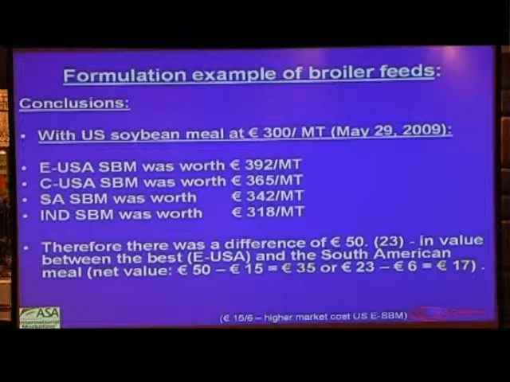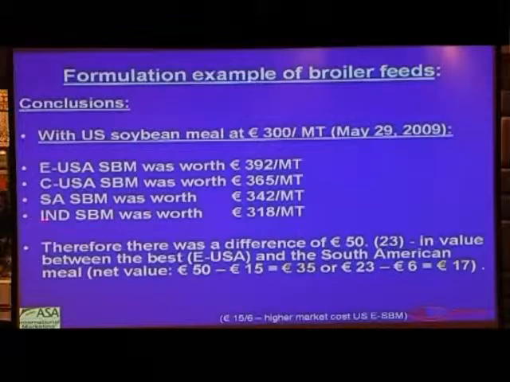On top of that, of course, my formulas, a combination of soybean meal with corn and some fat, become cheaper. And that is the value that I should really compare. The formulation example of this broiler feed shows me that when I formulate with U.S. soybean meal at 300 euros per metric ton, as was the price on May 29 in Rotterdam, the high quality soybean meal of the U.S. is worth 392 because of its lower incorporation level. Compare that with the Indian soybean meal, which is 318.